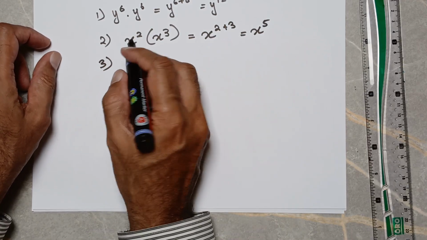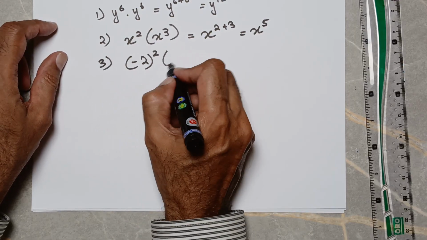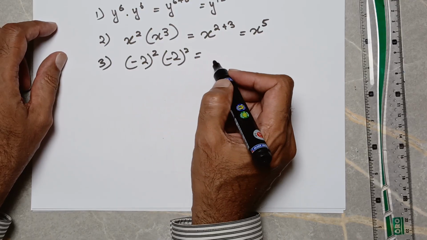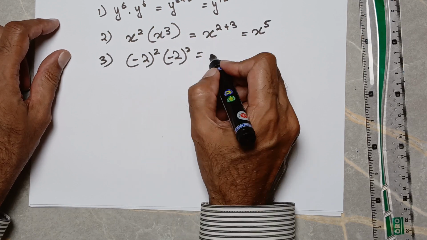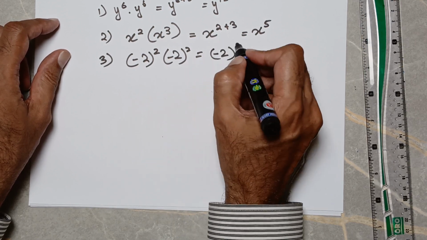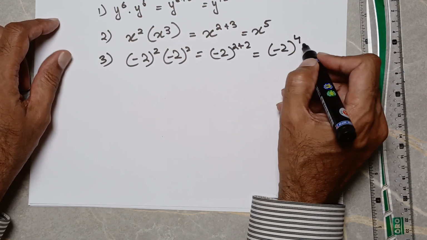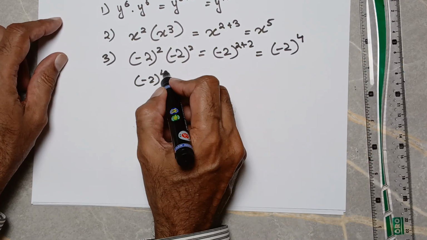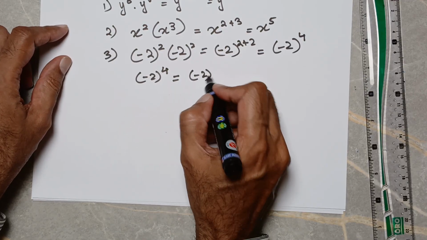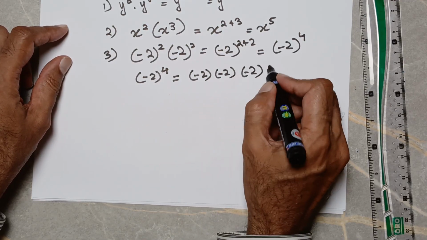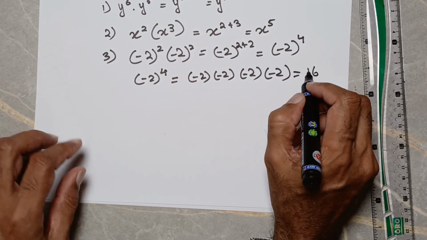Suppose that you have another question, minus 2 squared and minus 2 squared. What are you going to do? You are going to simply add the powers. Why? Because minus 2 and minus 2, the bases are the same. So minus 2, and inside 2 plus 2, that gives you minus 2 raised to the power 4. What will you get here? You can multiply this base 4 times: minus 2, minus 2, minus 2 and minus 2. And the answer is obviously positive 16.